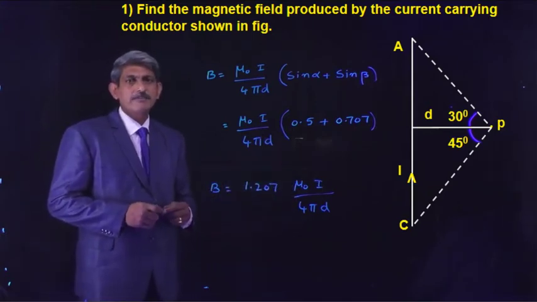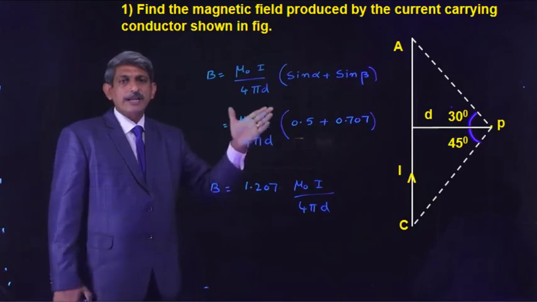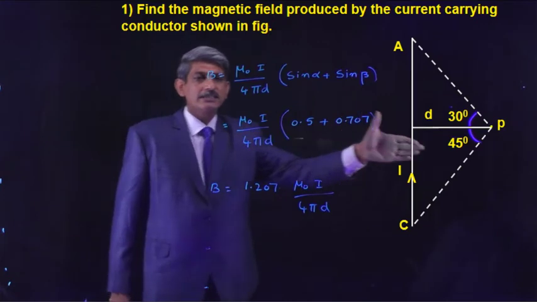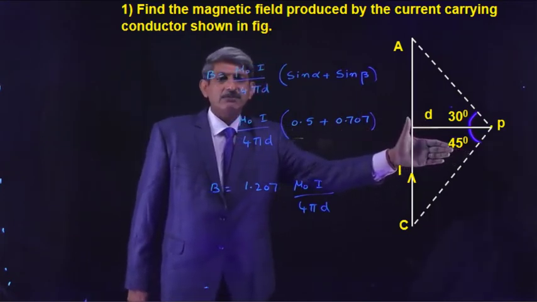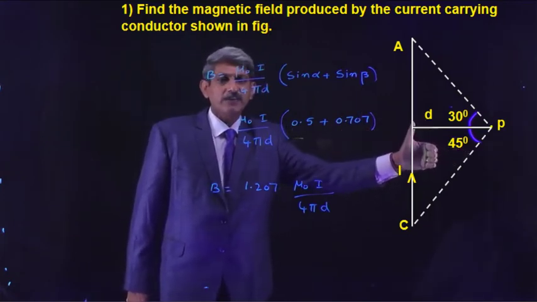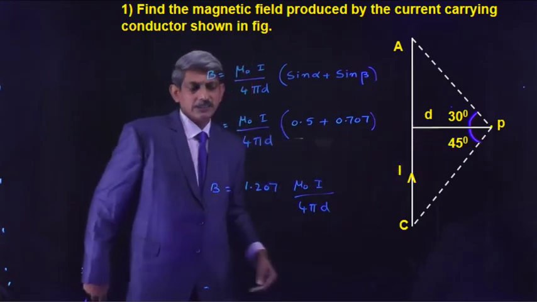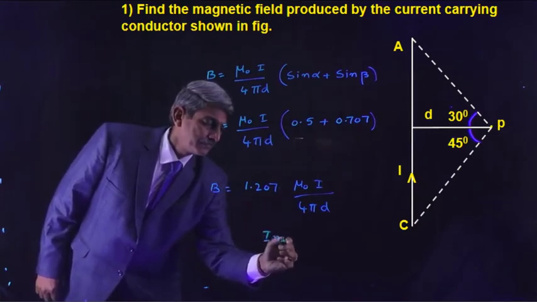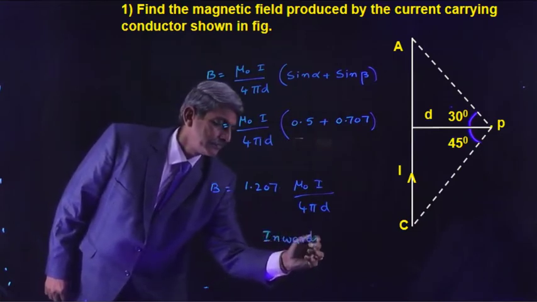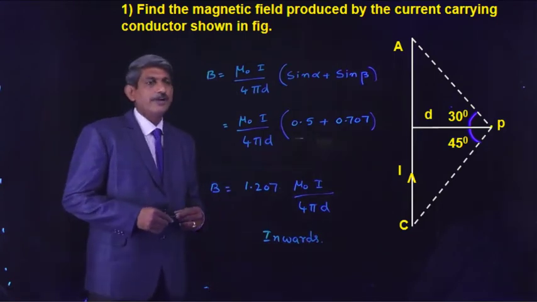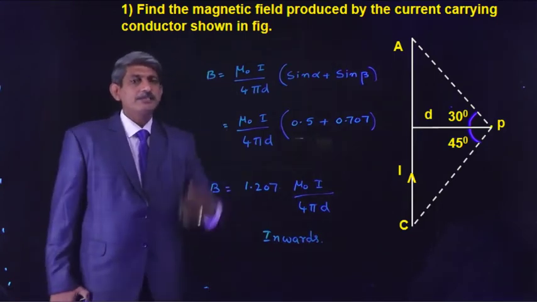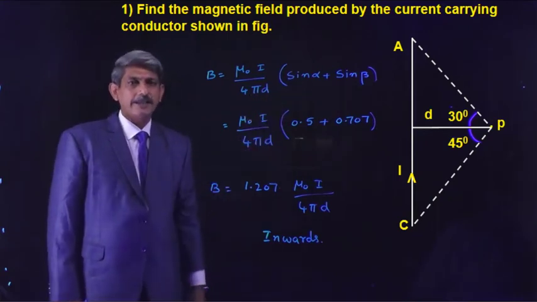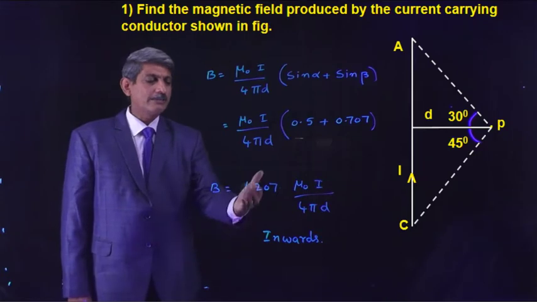What is the direction of the magnetic field? According to the right hand palm rule, if we keep the thumb finger in the direction of the current like this, then the curling fingers give the direction of the magnetic field. The curling fingers are entering into the board. That's why this magnetic field is acting inwards. Okay, so due to the finite wire, the general formula is B is equal to mu naught I by 4 pi d into sin alpha plus sin beta. Using that, we determine the B value.